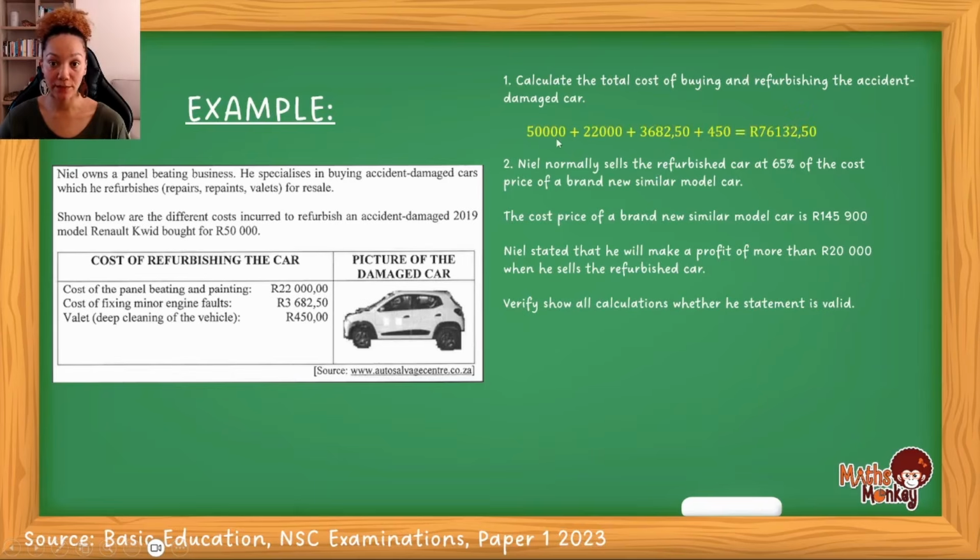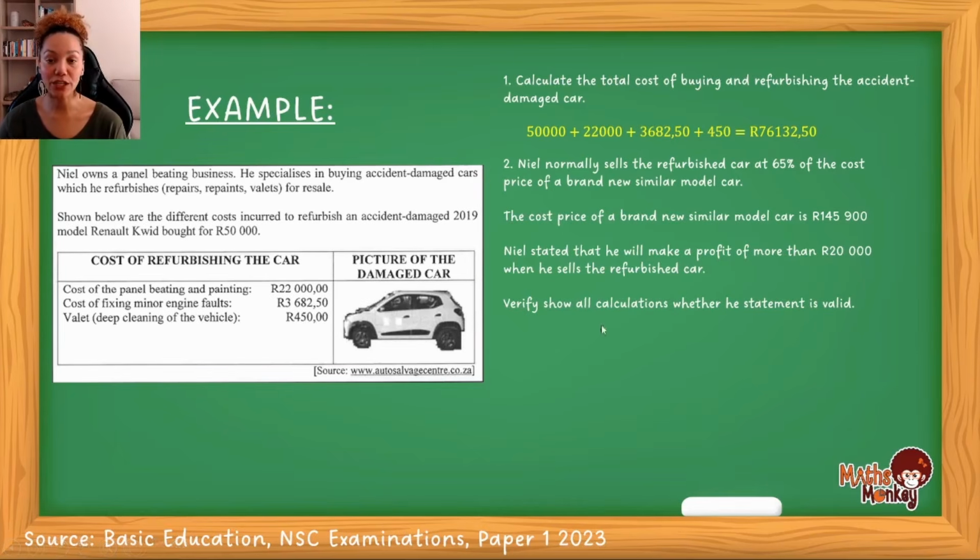So we will say 50,000 plus the 22,000 plus the 368,250 plus the 450, and in total it would cost Neil 76,132 Rand and 50 cents. Okay, so that is simple. That is just making sure you read all the information correctly and that you actually extracted all the information to answer the questions. That's fine.